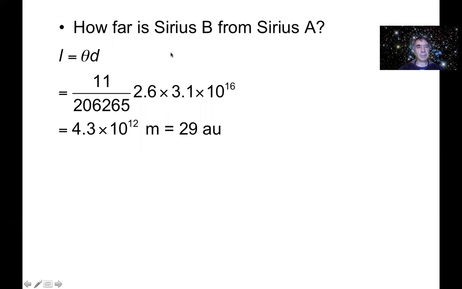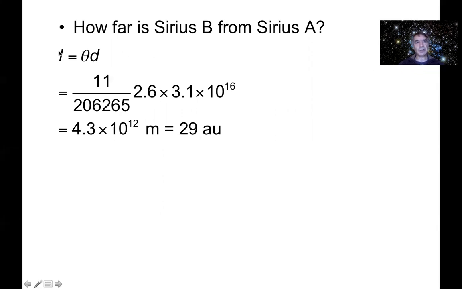Okay, so we can put in the values we had. We had 11 arc seconds. Again, convert to radians by dividing by this number, and then multiply by the distance. It's 2.6 parsecs, and there are 3.1 times 10 to the 16 meters in a parsec. If you want to do it in meters, you get this number here. And if we divide by 1.5 times 10 to the 11 meters for an astronomical unit, we end up with 29 astronomical units.